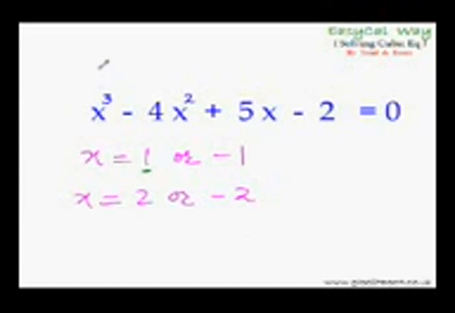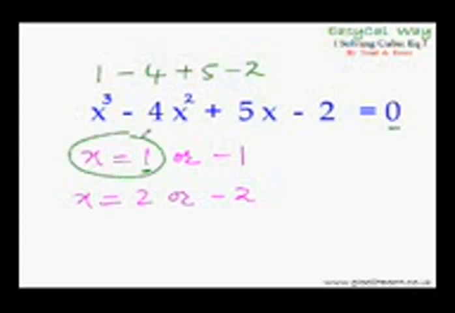1 cube is 1. Minus 4 times 1 is minus 4 only. Plus 5 times 1 is plus 5. And this is minus 2. Now minus 2 minus 4 is minus 6. And plus 5 plus 1 is plus 6. So minus 6 plus 6 is 0. That means x equal to 1 is one of the roots.